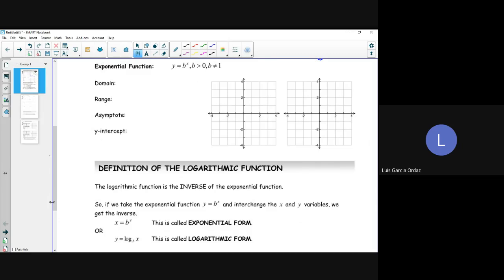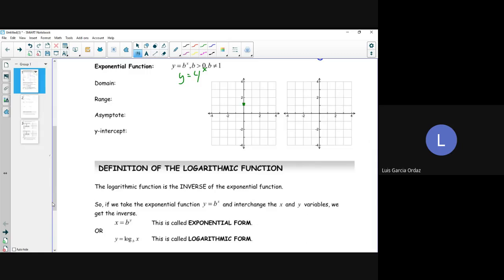Okay, we'll do b is equal to 4. So we're going to look at y is equal to 4 to the power of x. So we're going to have 3 points. So remember, what does any number to the power of 0 give us? 1. So when x is 0, y is 1.